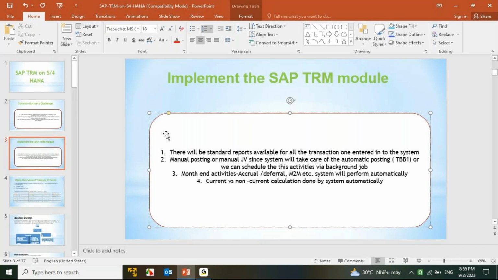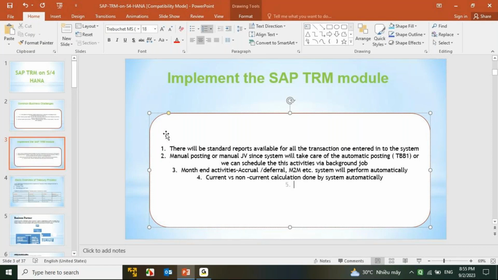And all sorts of liaising with the bank. So when you're talking about, again, all sorts of liaising with the bank, all sorts of coordination activities with banks also can be done with various Fiori apps.